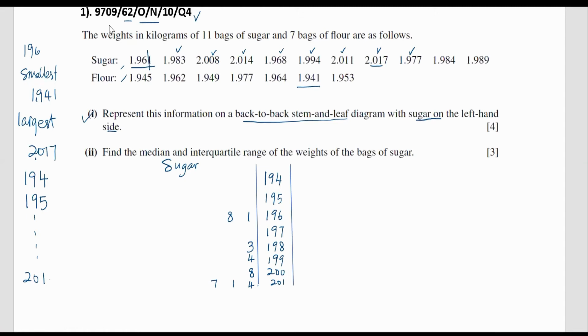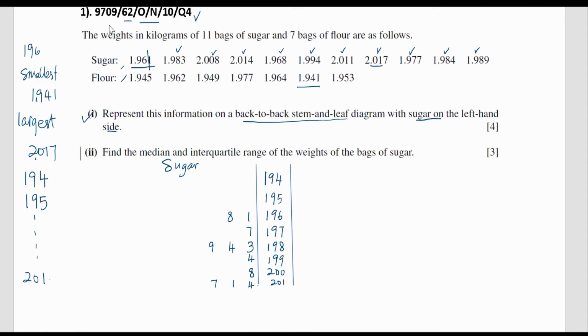1.977, so we're looking for 1977. 1.984, 98 and 4. Right? 1.989. All right. So these are the data for the sugar part of it.